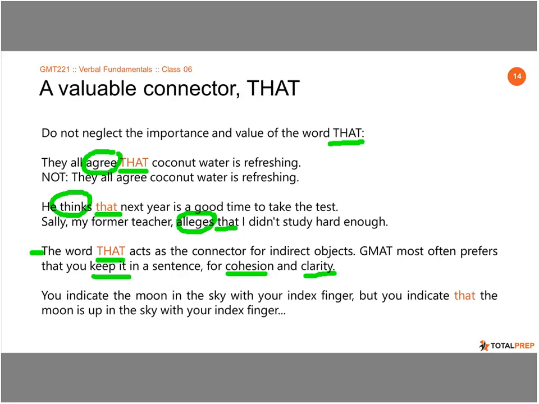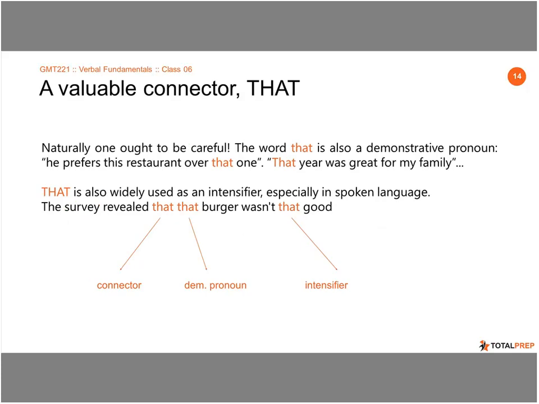You indicate the moon in the sky with your index finger, but you indicate that the moon is up in the sky with your index finger. If you take this word that out of the sentence, it would change the meaning. I wouldn't express what I want to express over here. Naturally, one ought to be careful.